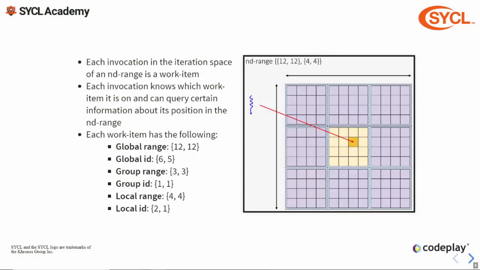One thing to note here is that different levels of this information will be provided to the kernel function depending on which API you use to enqueue your ND range. But we'll be covering these different APIs later on in this lecture.